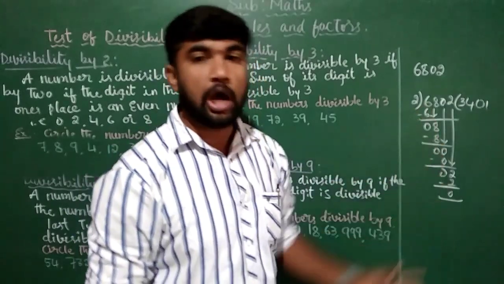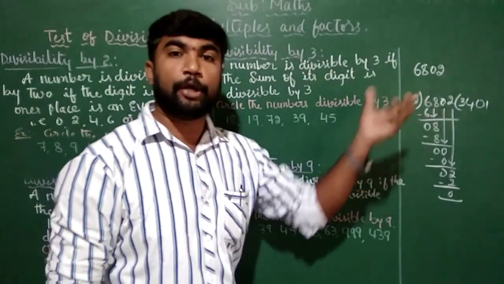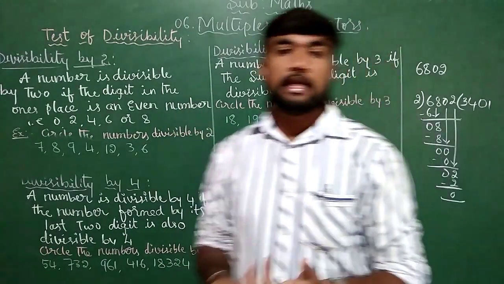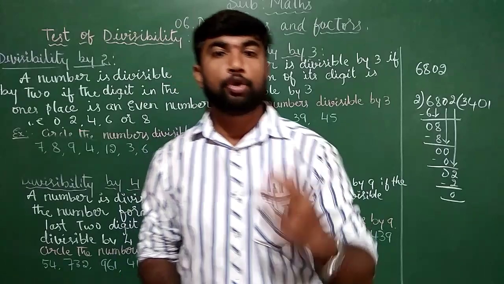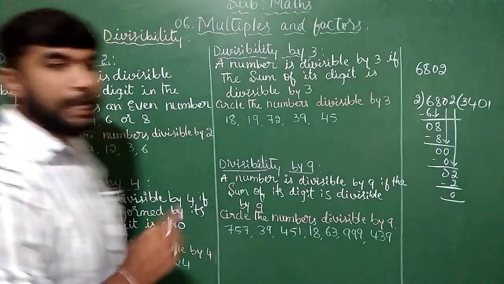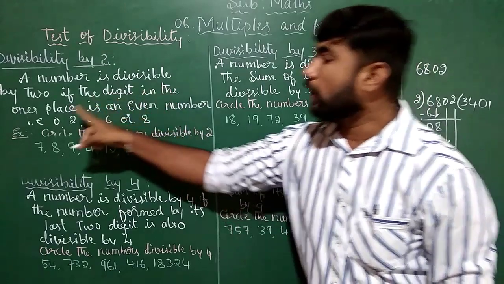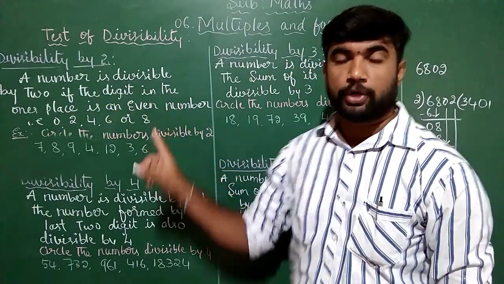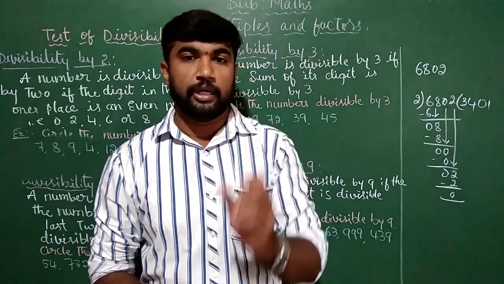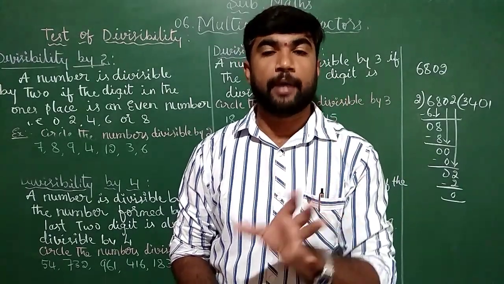See, this is the long process. It will take a long time to check whether the number is divisible by 2 or not. But in the test of divisibility, we can say whether the number is exactly divisible by 2 or not. How? Look here. The first is divisibility by 2. In this, a number is divisible by 2 if the digit in the ones place is an even number. If I am giving any number, you can check the ones place. If it is an even number in the ones place, that number is exactly divisible by 2.